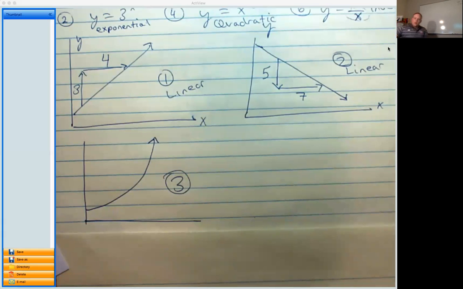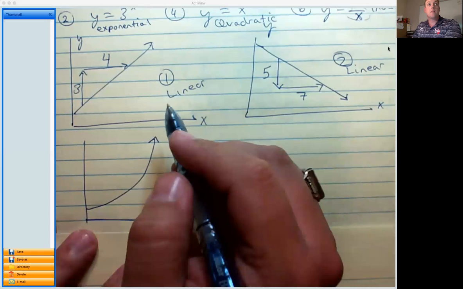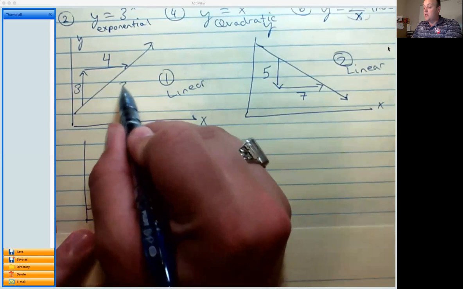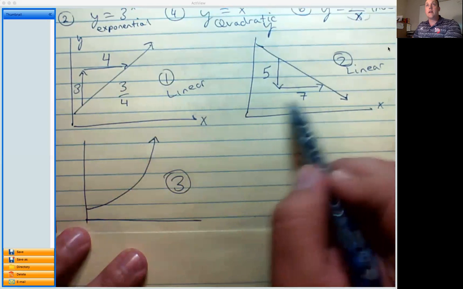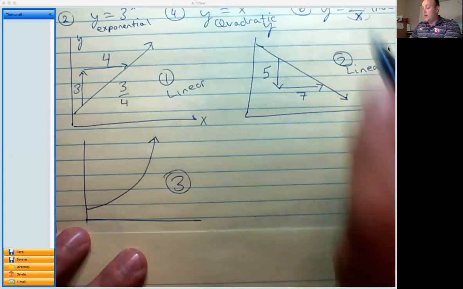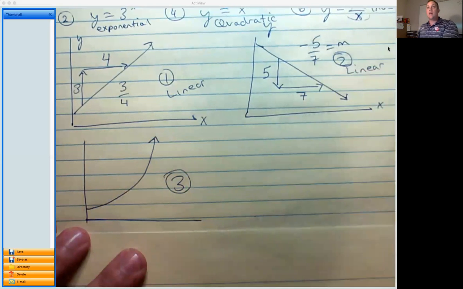How do you tell what the slope is from a graph? Have you guys ever done that? Rise over run. So the slope on number 1 would be 3/4. Very good. And our slope over here, 5/7? Negative 5/7 because we go down.